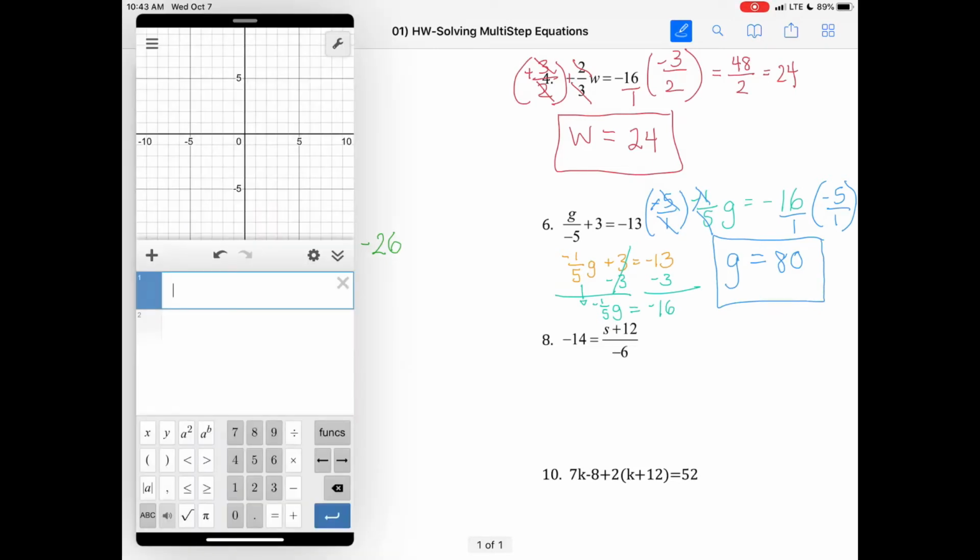What I do want you to also appreciate is if we ended up with 80 as our solution in 6, and we can do this with every single one of the problems, that means if I were to plug 80 into the left side of the equation, I should get the equivalent of what's on the right side. Let's do it. So if I plugged in 80 divided by negative 5, scroll to the right, plus 3, and look at the result. We get negative 13, which is what we have on the right side.